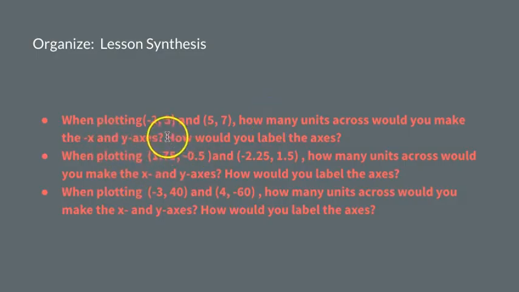All right, I hope you made it through that. So when plotting things like -2, 3, and 5, 7, how many units across would you make the X and the Y axis? Well, I'm going to look first at my x-axis. That's -2 to 5, so I need to make it at least 7 units across, right? I may have 0 over here, -2 here, and then 5 over here. What about if I go up and down? I don't need to worry about the third or fourth quadrant. I'm just going to go straight up at least to 7. And that's all I need to do.